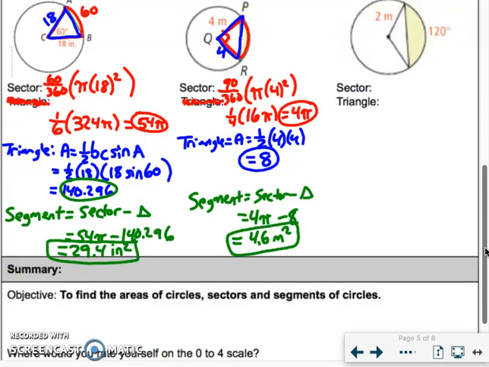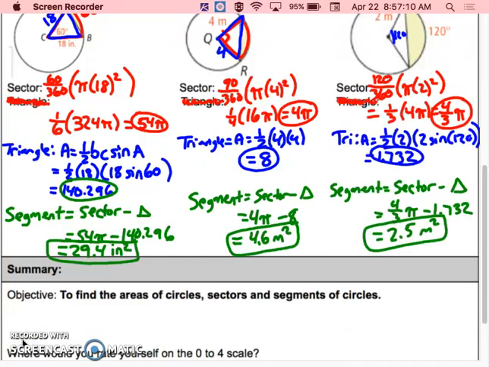All right, I'll leave this last one to you. Go ahead and pause the video, work on this one, work it all the way through, round to the nearest tenth, and then when you resume the video, you will see the answer pop up. So go ahead and give that a shot right now. Sector minus triangle will give you the segment. So here would be your answer. Hopefully you got 2.5 square meters.